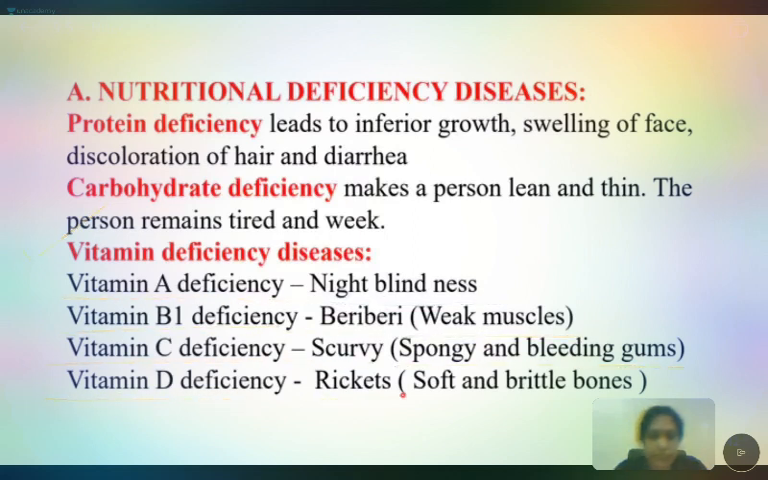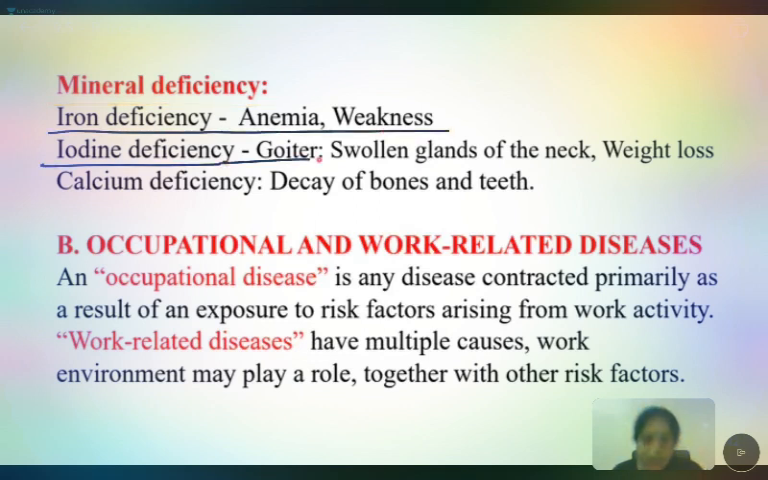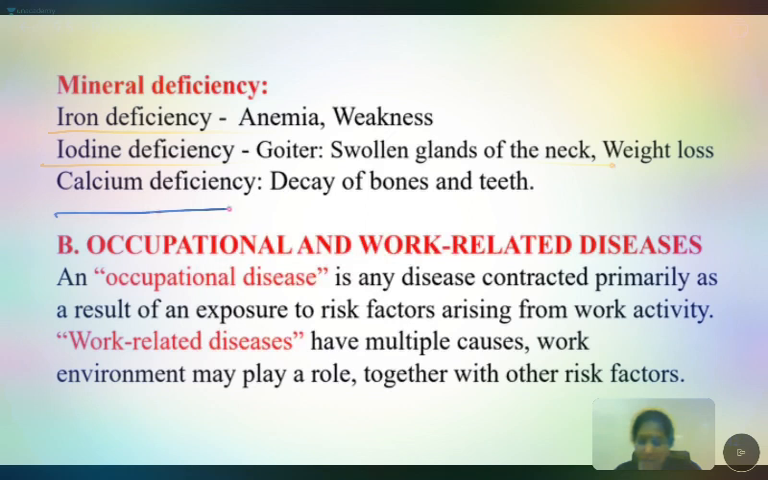Next, mineral deficiency diseases. Not only vitamins, we also have some essential minerals. We have to definitely consume them. Iron deficiency leads to anemia and weakness. Iodine deficiency leads to goiter. Goiter is the swelling of the glands of the neck, near the thyroid gland, it looks swollen. Weight loss, etc. That is goiter. Clear till now? Calcium deficiency: decay of bones and teeth.